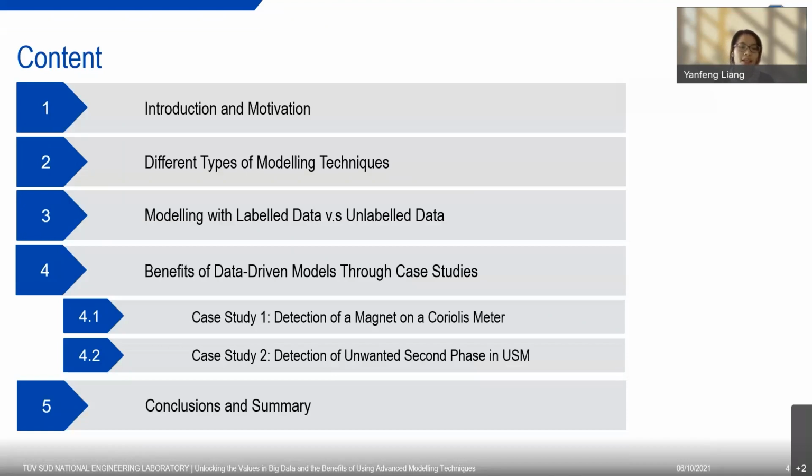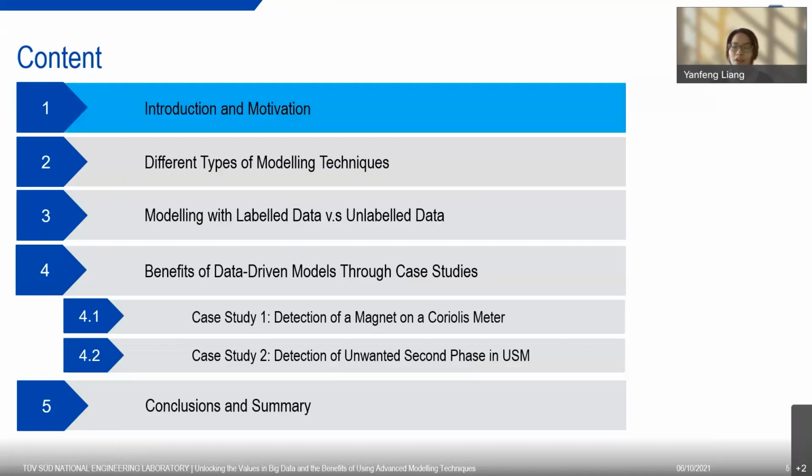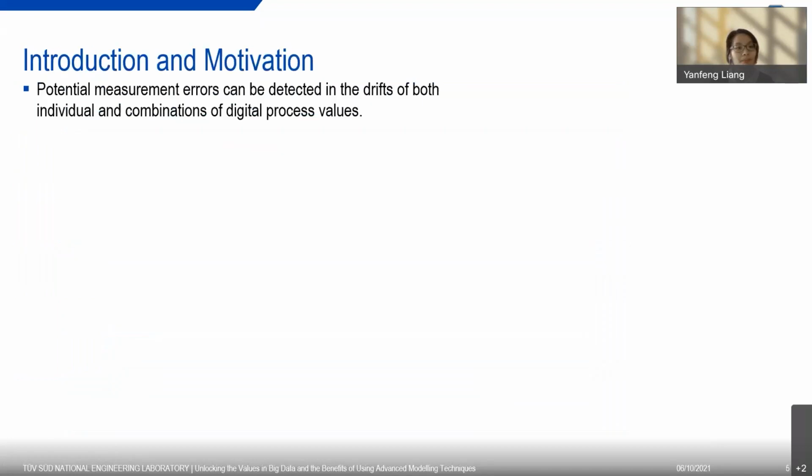And then I will emphasize the benefit of using data-driven models through two different case studies. The first one is on the detection of a magnet focused on the Coriolis meter. The second one is on the detection of an unwanted second phase in ultrasonic flow meters. And then I'll wrap up today's presentation by giving you a quick conclusion and a summary of what we have covered in today's talk. So without further ado, let's start off with some introduction and some motivation.